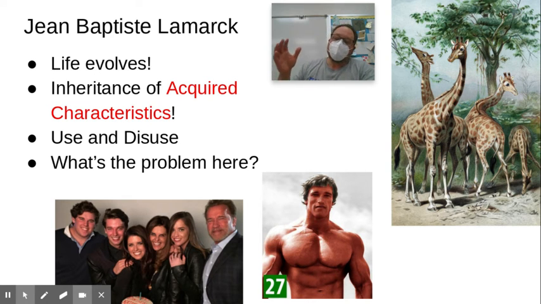So Lamarck was way off base in terms of explaining how evolution occurs, because what Lamarck did was he treated evolution as an individual phenomenon, that individuals could evolve. And in reality, individuals do not evolve. It's the population, right? It's the population that changes over time.